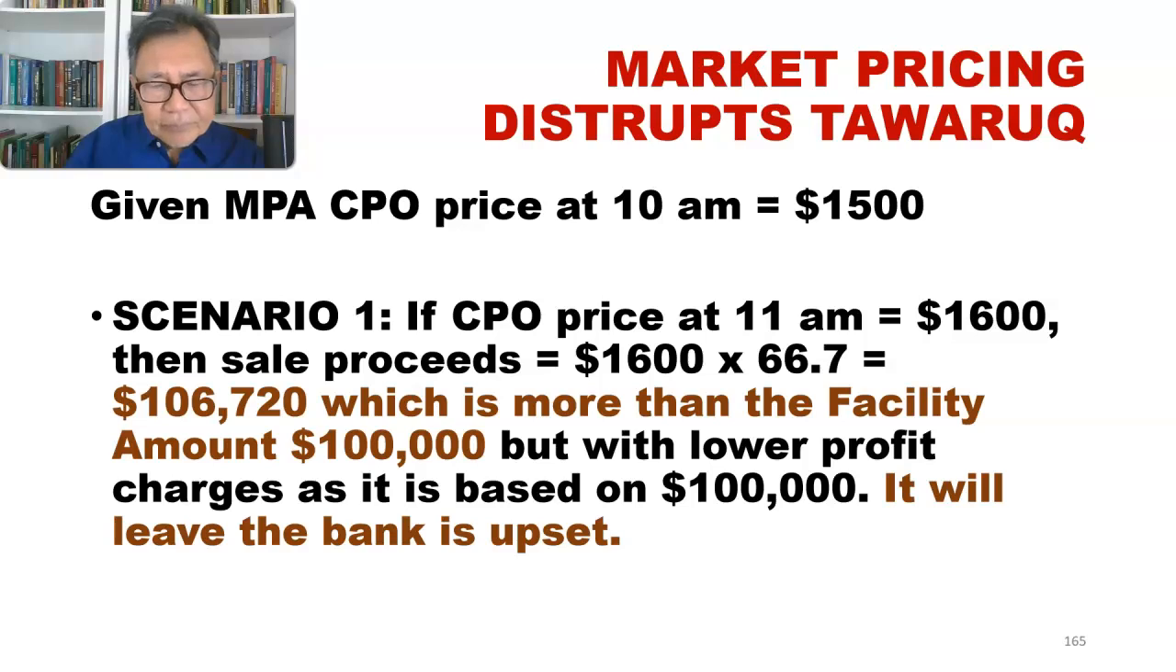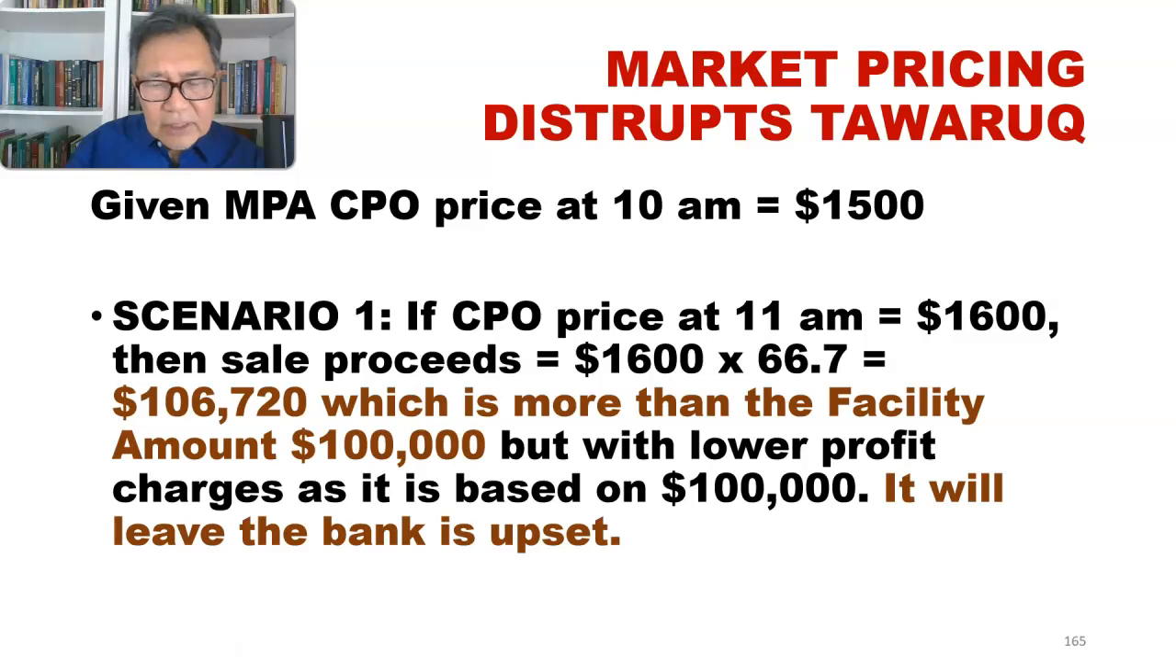But then we will see that the customer, if we are using the prevailing market price, the sale price will be more than $100,000. So the bank will have to come up with an extra 6,720. At the same time, the bank is not able to charge the facility of 106,720 because the agreement was that the liquidity of $100,000 is to be disbursed to the customer. So the profit margin can only be charged onto the amount of the facility agreement, which is $100,000.